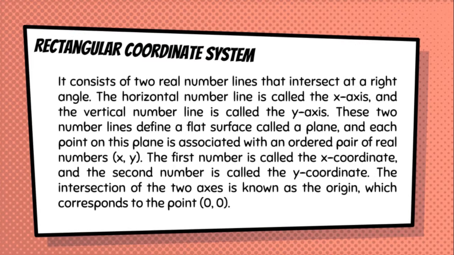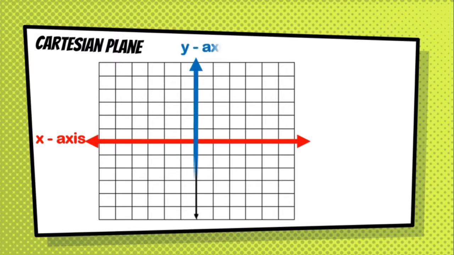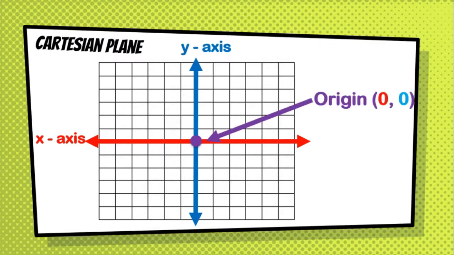Let us have the parts. Again, the rectangular coordinate system is composed of two number lines. What are those? The horizontal line is the x-axis, and the vertical line is the y-axis, which are perpendicular to each other, then meet at the point of origin (0, 0), and divide the plane into 4 regions called quadrants. They are named in counterclockwise direction starting at the upper right.